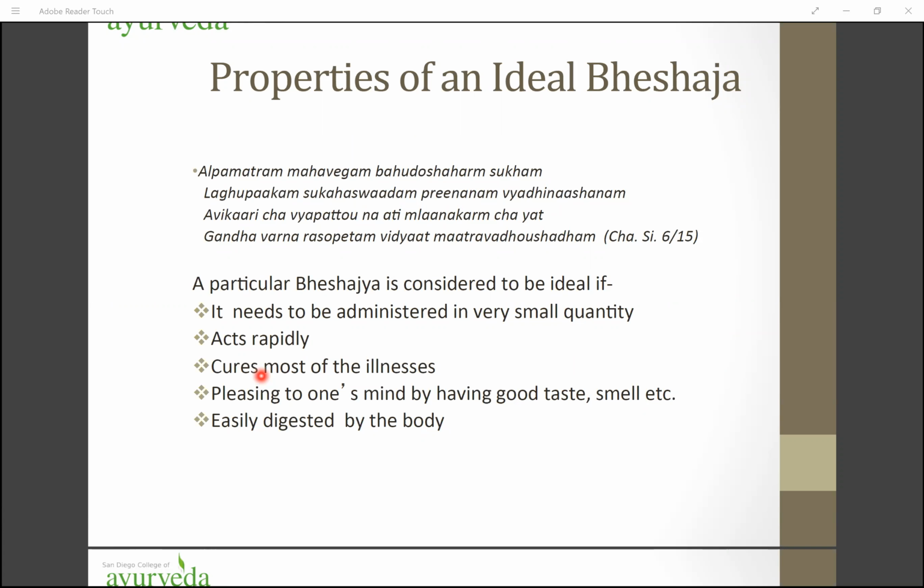The next most important thing is that the medicine should be pleasing to one's mind by having good taste, good smell. It should look appealing. It shouldn't look very odd and disgusting, where just the sight of the medicine makes you feel sick and you don't feel like having it.